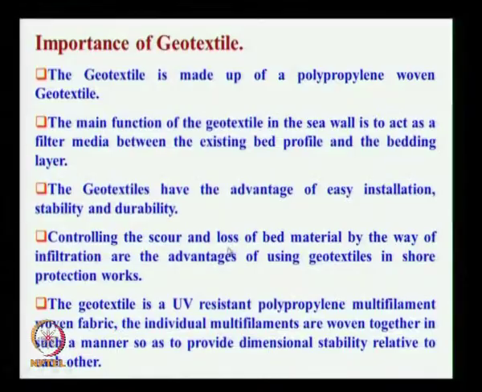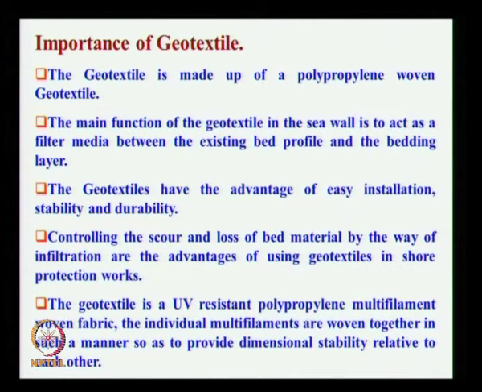That means there is a permeability of the geotextile filter. It should be such a way that the pore size is smaller than the particle size of existing seabed material. So seabed material is 40 microns, the pore size should be 35 microns or 30 microns, so that this bed material will not go through that. This controls the cover and loss of bed material by the way of infiltration. These are the advantages of using geotextiles in shore protection works. One of the important parameter for the geotextile life is UV protection, UV resistance.